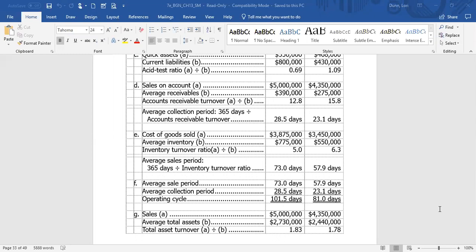So dollar-wise, we earn for every dollar in our assets, $1.83 in sales. Last year's number, doing the same type of computation, $1.78. So it's how many times we are creating sales for our assets overall.